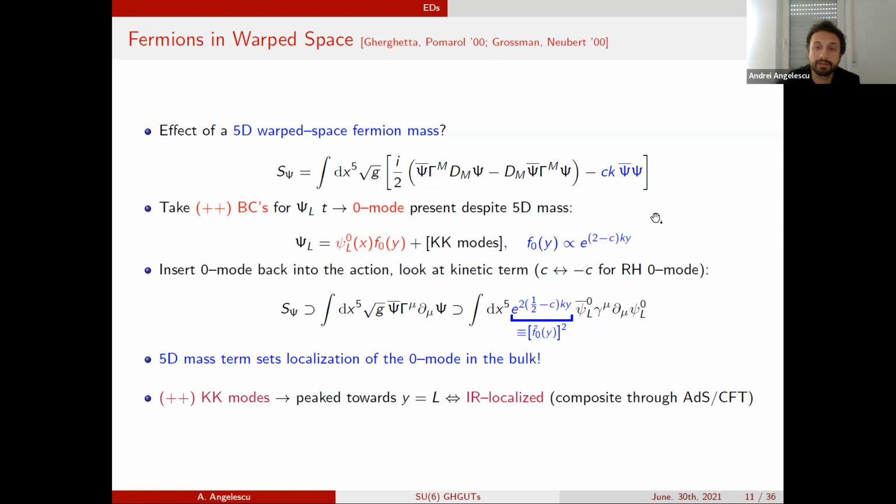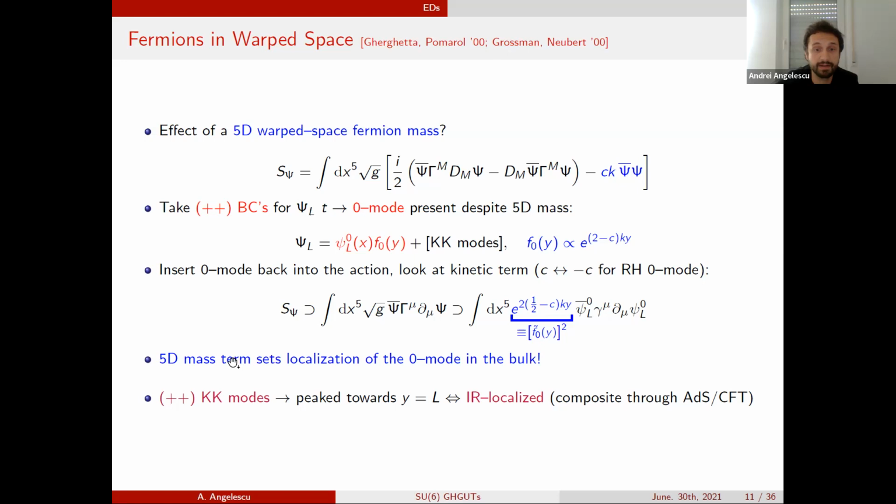This mass here, which by the way I wrote with its natural value of order k times an order one parameter, which is usually defined by C. So this 5D mass is going to show up in the wave function, or in the profile, of the chiral zero mode, like this. And it's going to depend exponentially on this mass. And what is nice is that this 5D mass has a somewhat unexpected, or let's say non-trivial, effect on 4D physics.